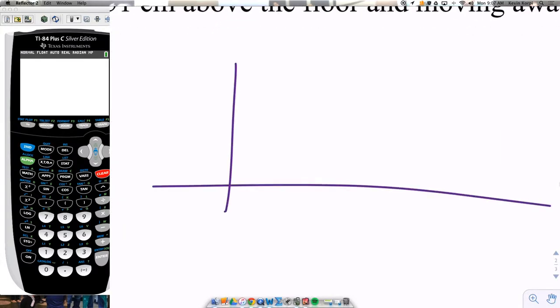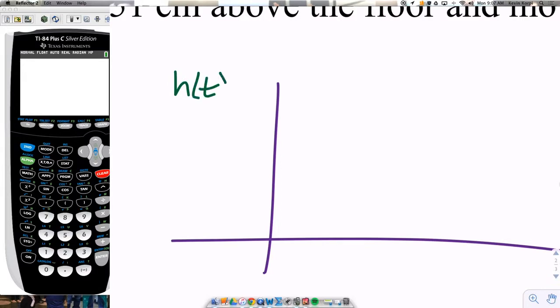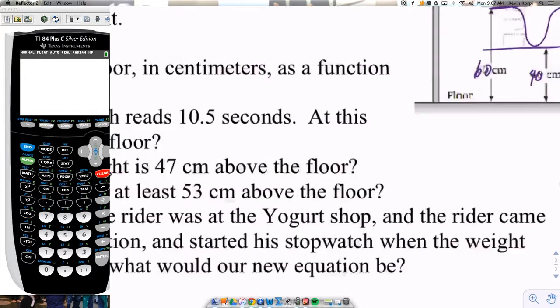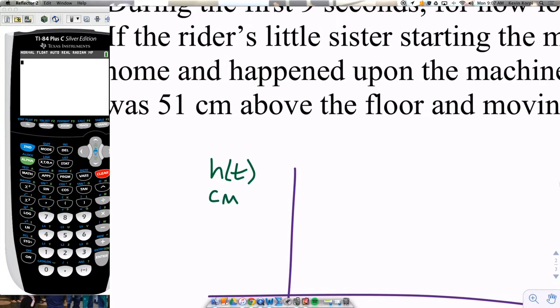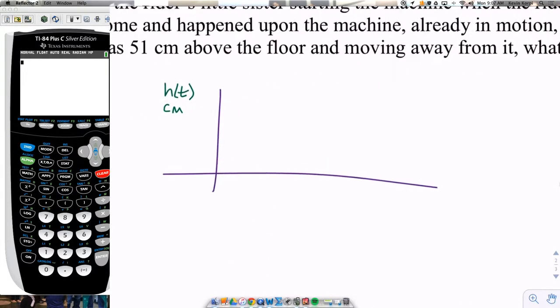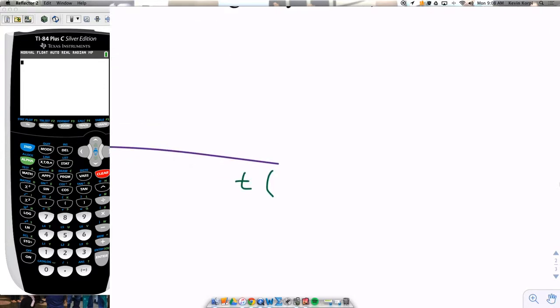So here we go. What are we measuring on the y-axis? Height. Good. The height above the ground. So I'm going to call it h of t, and we're measuring it in what? Centimeters. Great. Centimeters, naturally, in America. And, of course, we're measuring time on the x-axis, and we're measuring it in what? Seconds. Good. So that's step one.